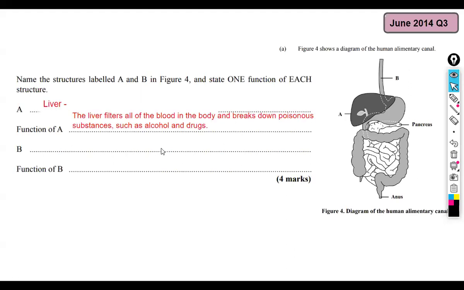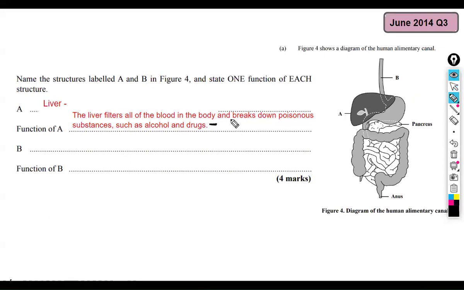So now the liver has plenty of functions. So for the liver, this is what I put. The liver filters all of the blood in the body, right? And breaks down poisonous substances such as alcohol and drugs, right? So your liver helps to remove toxins from your body. So one person mentioned that it helps to remove toxins. So that's also correct. Also, the liver makes something called bile, right?